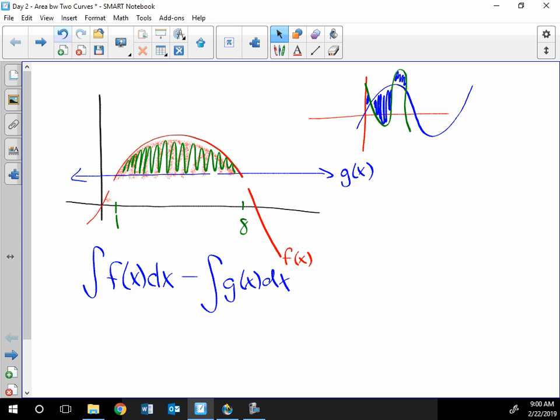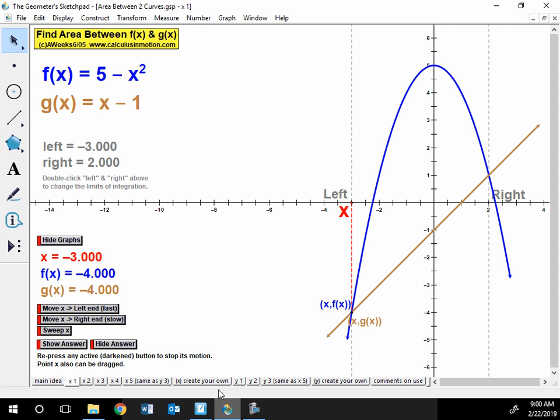I want to take you through a few examples with this on Geometry Sketchpad, which better be good because I restarted my computer for it. So here we've got our top function, 5 minus x squared, and our bottom function is x minus 1. They will either give you the interval in which they want you to do this, or you'll just use your intersection points. If they want something other than just your intersection points, like if they wanted to also include over here, they would tell you to go all the way to 3. But we're going to just go from our intersection points here.